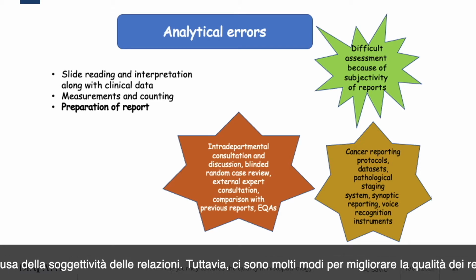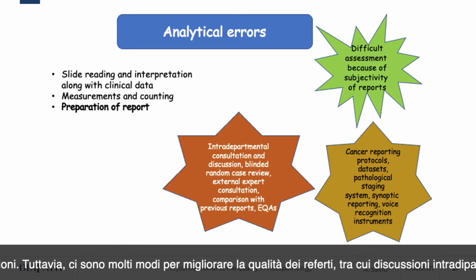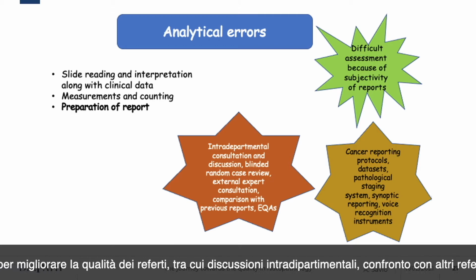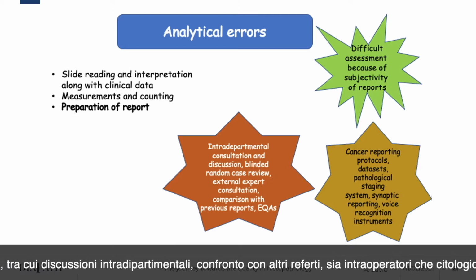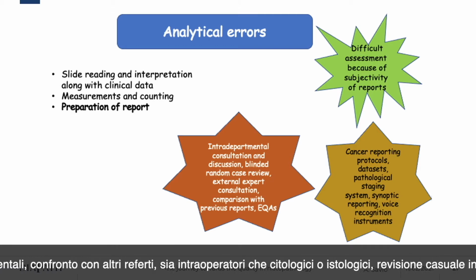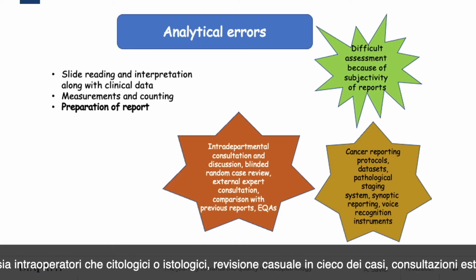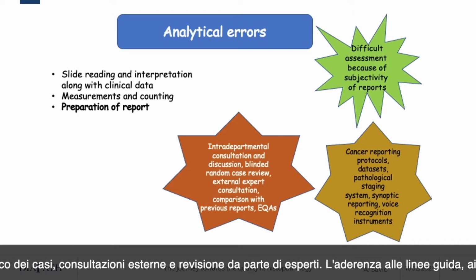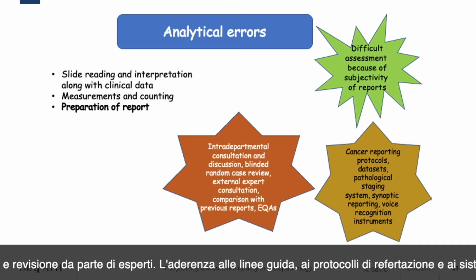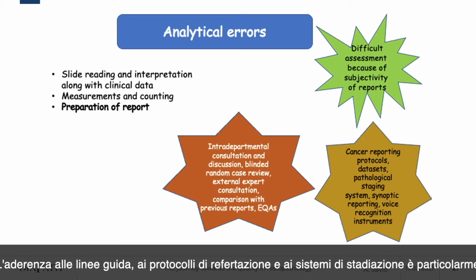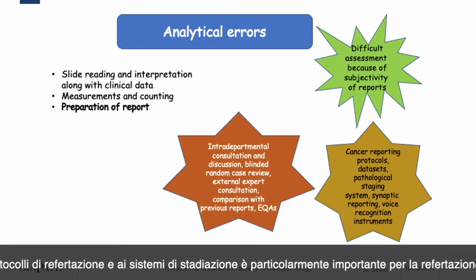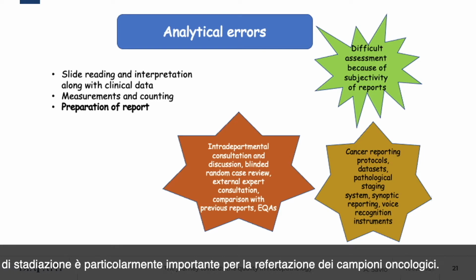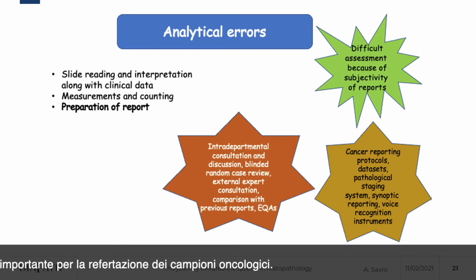However, there are many ways to improve the quality of the reports, including intra-departmental discussions, comparison with other reports, either frozen or cytology or histology, random blinded case review, external consultations and review by experts. Adherence to guidelines, reporting protocols and staging systems is especially important for oncology specimens reporting.